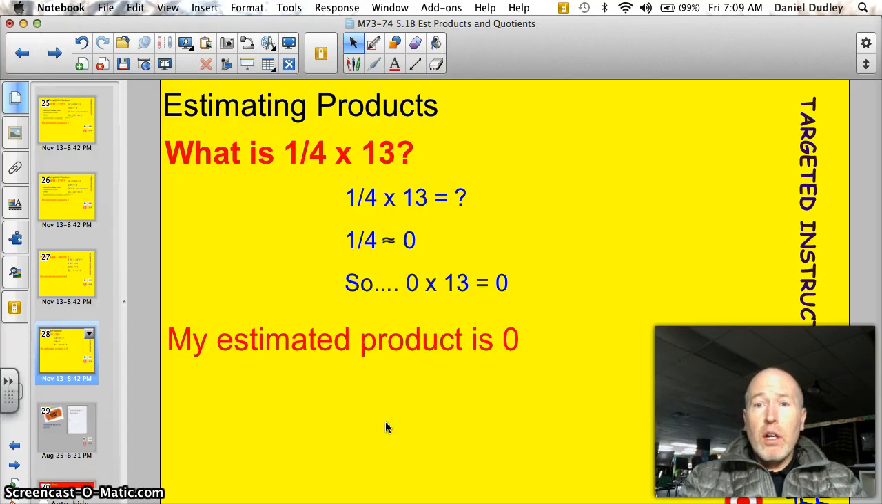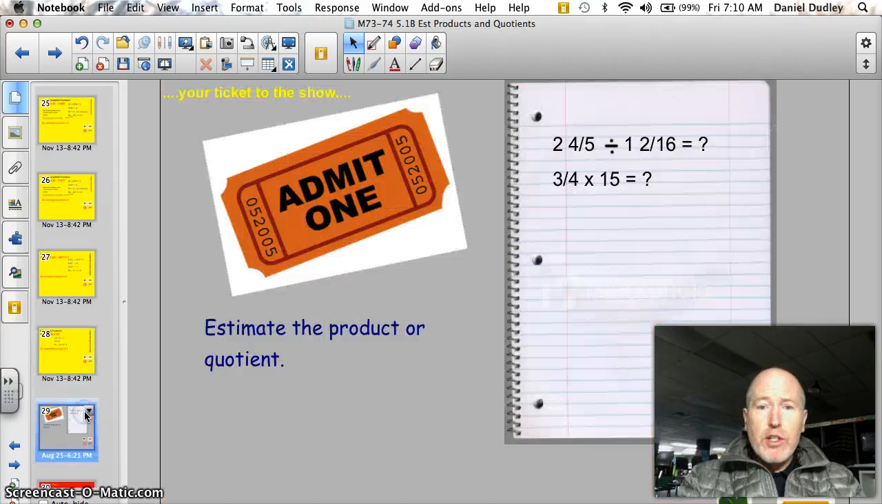Once you get to be in 7th and 8th grade, going into high school, we'll practice multiplying that out and getting a closer estimate. But for this point, when we don't know how to multiply fractions, we're just going to go with rounding down. All right, here's your ticket to the show.